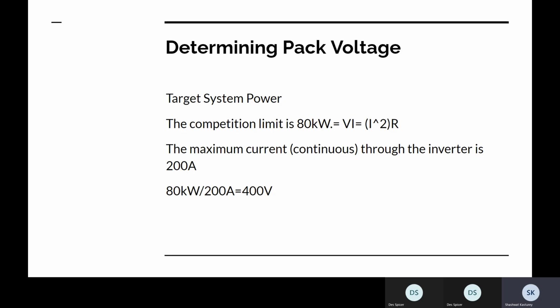So this slide explains how we got our target current and target voltage. So the competition limit, as you guys know, is 80 kilowatts. And that power, 80 kilowatts, is the product of voltage and current. Or, as per Ohm's law, also the product of I squared, current squared, times the resistance of the battery pack. So the maximum continuous current through the inverter is 200 amps. Dividing 80 kilowatts by 200 amps gets you 400 volts system voltage.